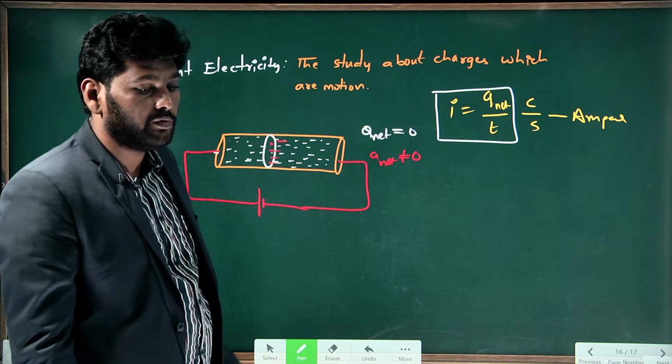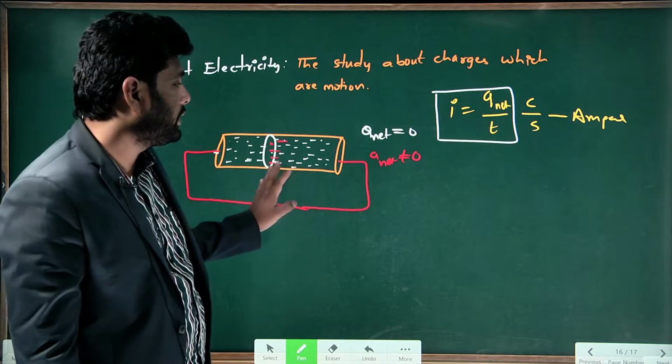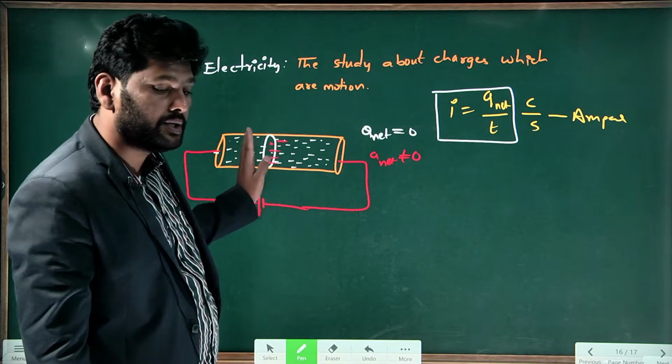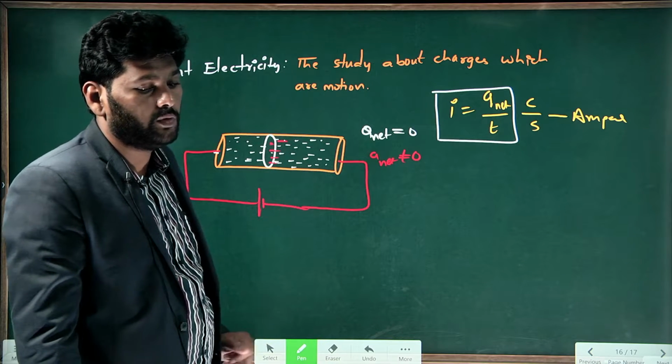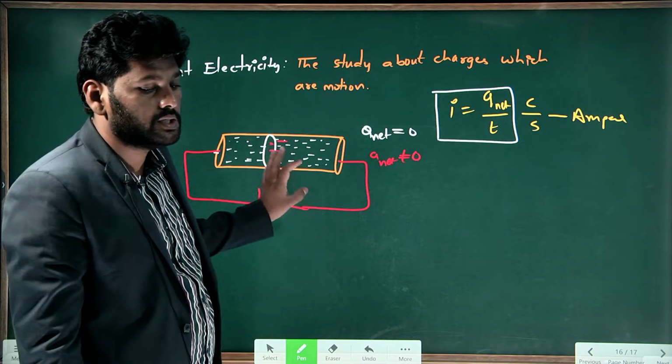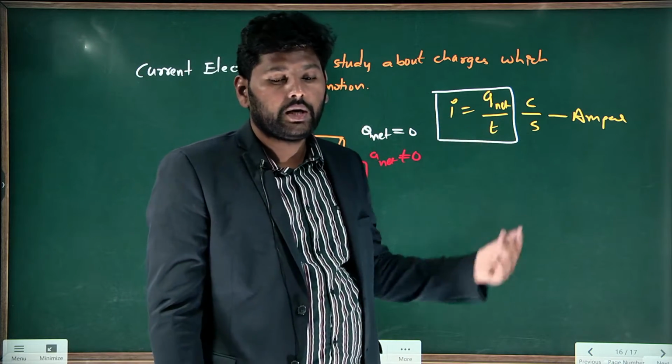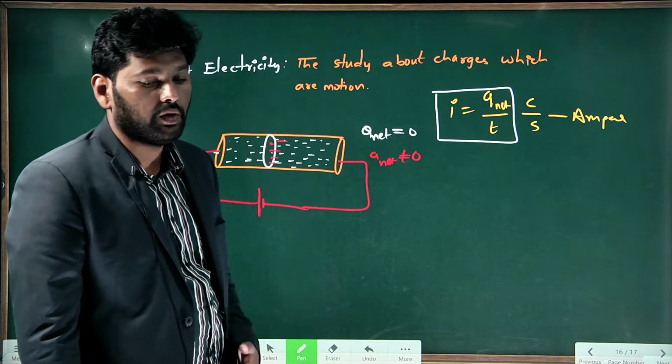When the charges are moving in random directions, what is going to happen? How many charges are moving in the left direction? The same number of charges will move in the right direction. So the net charge becomes zero. When the net charge becomes zero, there is no current supply. There is no current flow in the conductor.